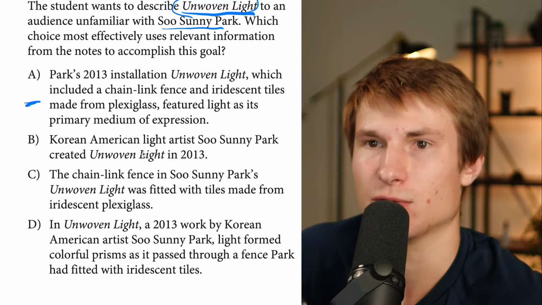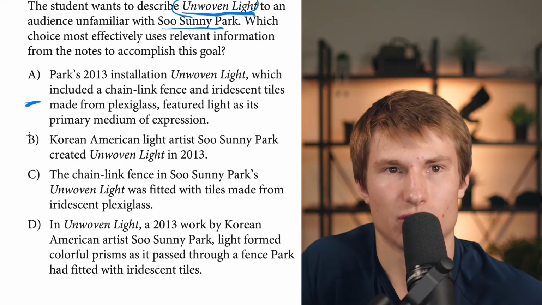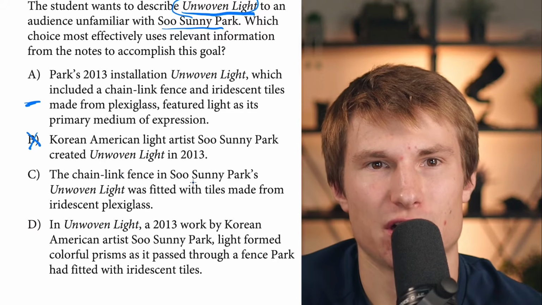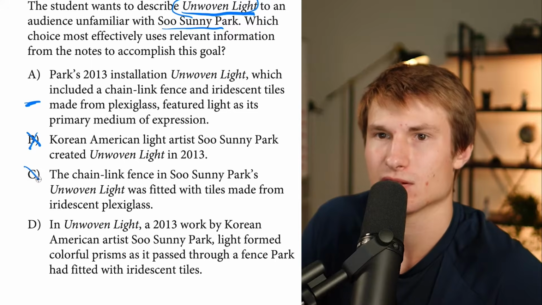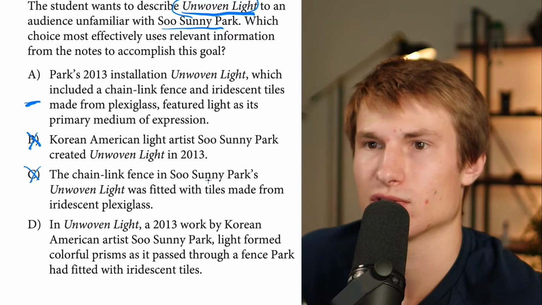Let's take a look at B. We have, Korean-American light artist Sue Sunny Park created Unwoven Light in 2013. Okay, that's not describing the work at all. We've got C, the chain link fence in Sue Sunny Park's Unwoven Light was fitted with tiles. Okay, that gives a description of the work, but it doesn't give as good of a description as A, and it also doesn't introduce Sue Sunny Park, really.